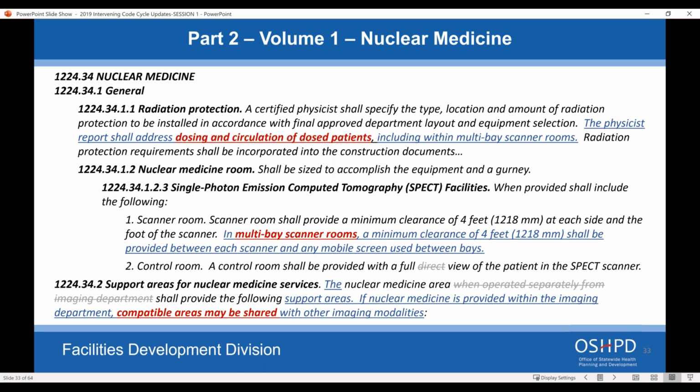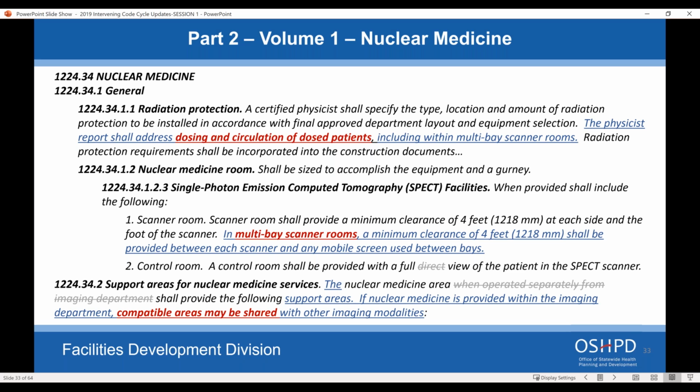It used to say when operated separately from an image department, you have to provide the following. But if it was, and that's where your dosing area and your holding area came in. But if people were putting it as part of an imaging department, they said, we don't need that dosing area and we don't need that holding area. And the reality is you may, depending on the type of procedures going in.